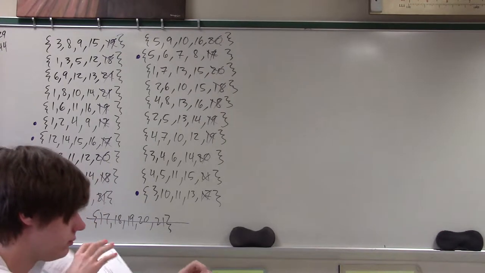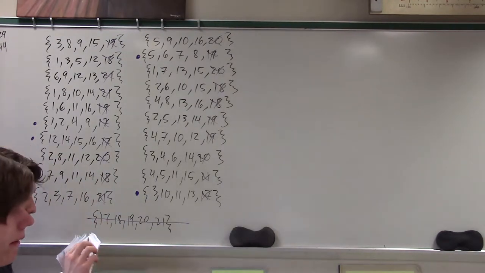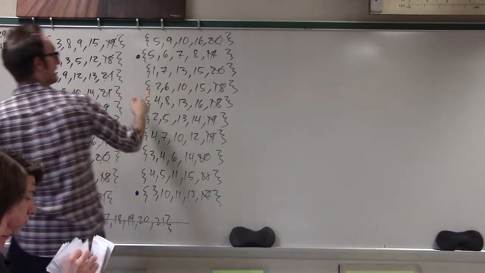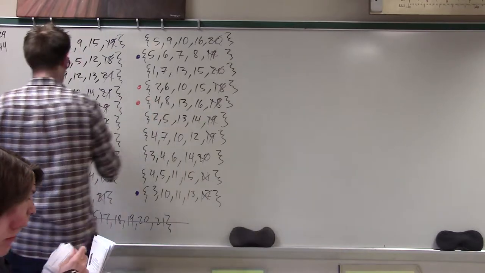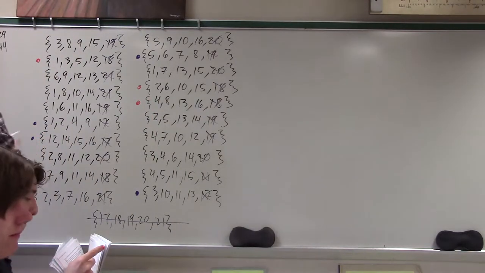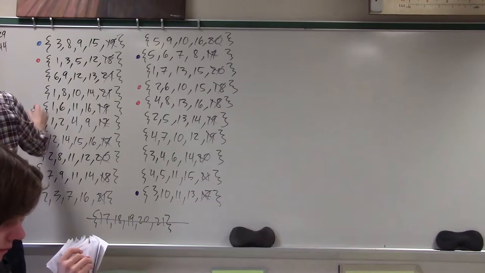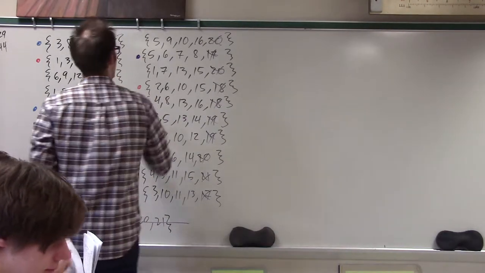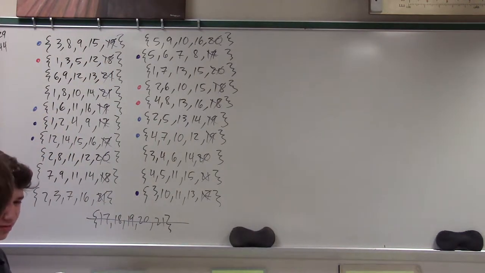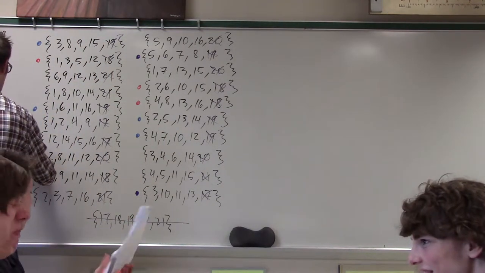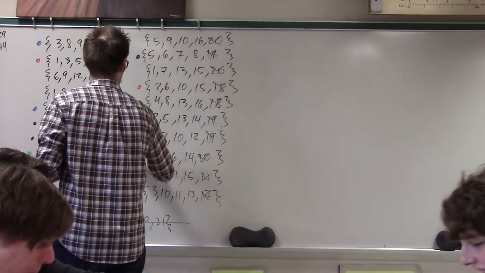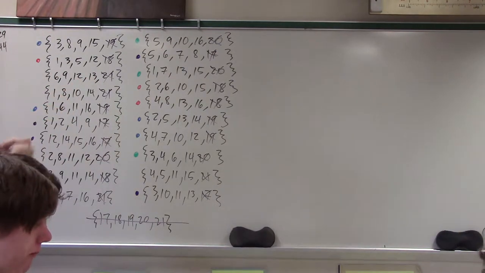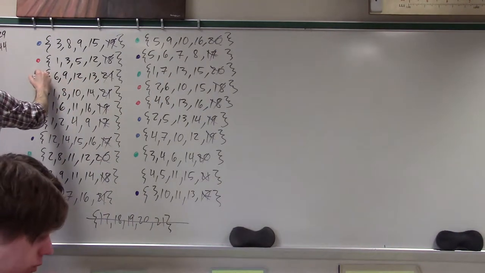Cool? I continue to do this with 18, and with 19, and there should be 4 of each, right? Right. 3, 4, and there should be 5 equivalence classes total. So then the ones with 20, 1, 2, 3, 4. And now the ones with 21, 1, 2, 3, 4.